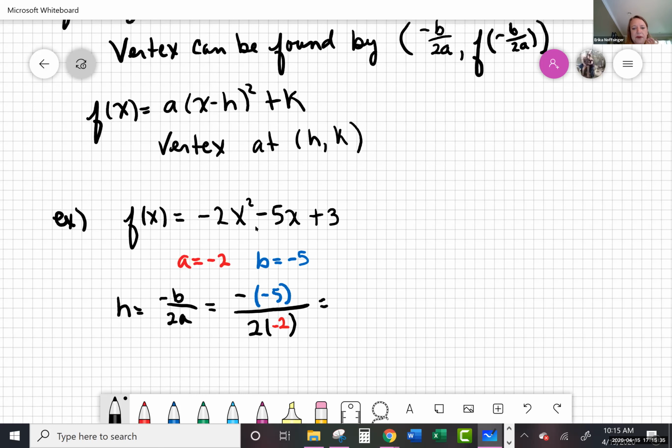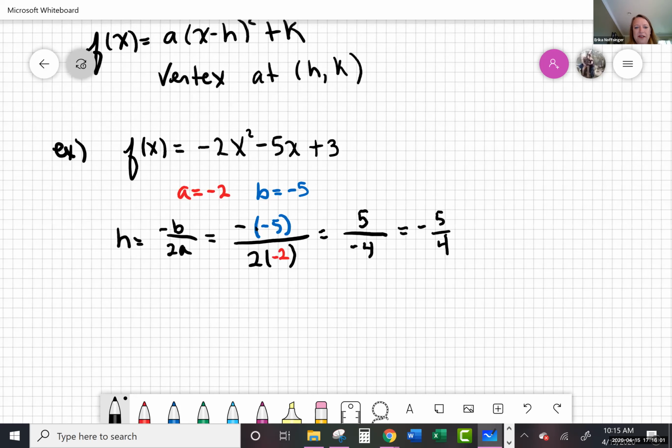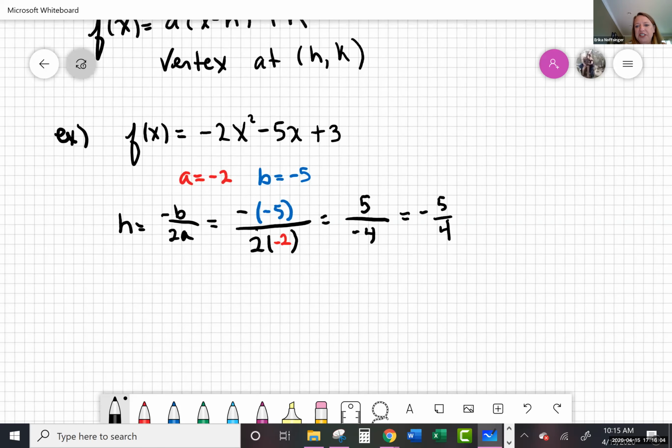So cleaning it up a little bit, negative times negative gives a positive 5 in the numerator. And I have 2 times negative 2, so that's negative 4. So this is the same thing as -5/4. I'm going to keep it like that. I'm not going to rewrite it as a mixed number for now, because if I did that and then had to put a mixed number back into the value for x, I would actually have to change it into an improper fraction to do that, or a decimal.